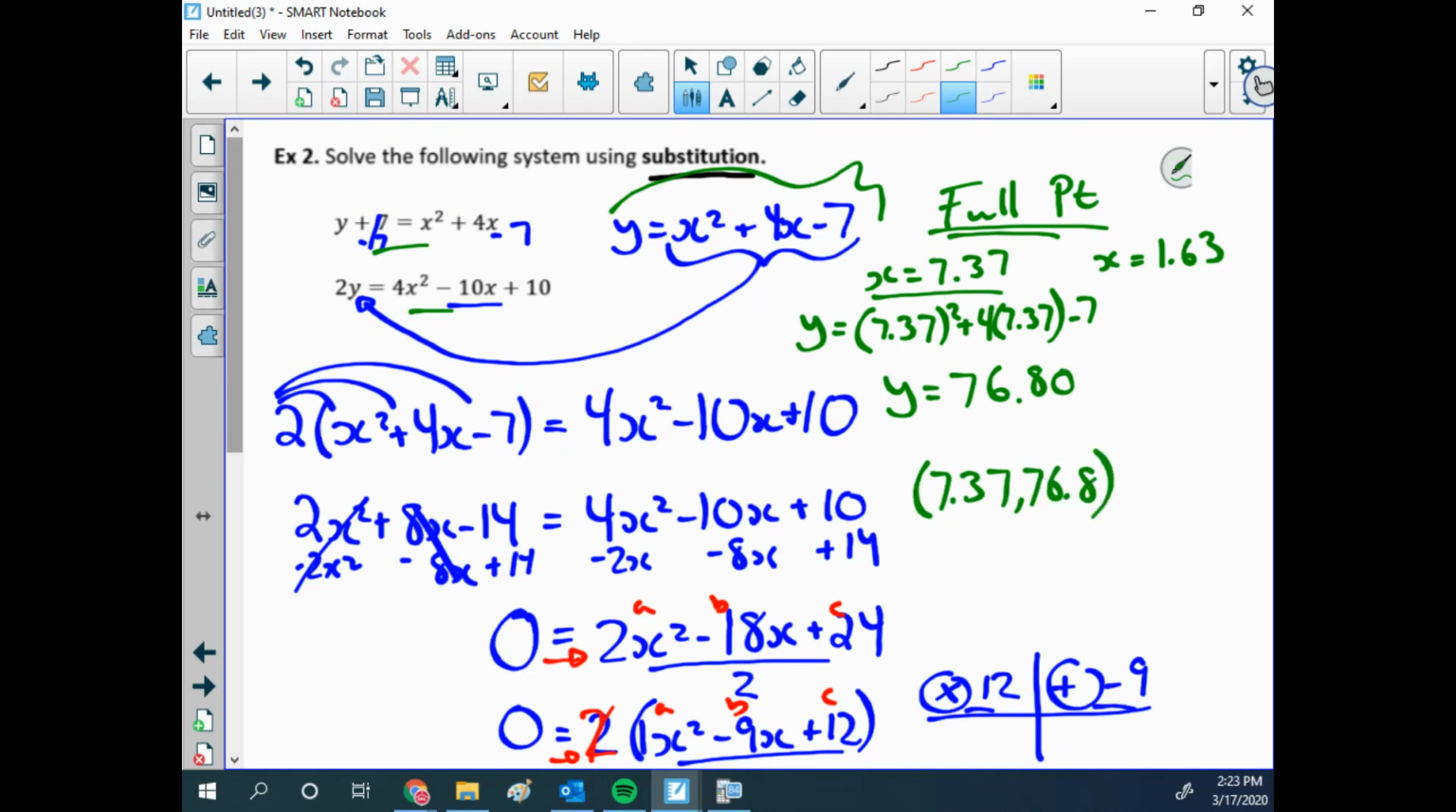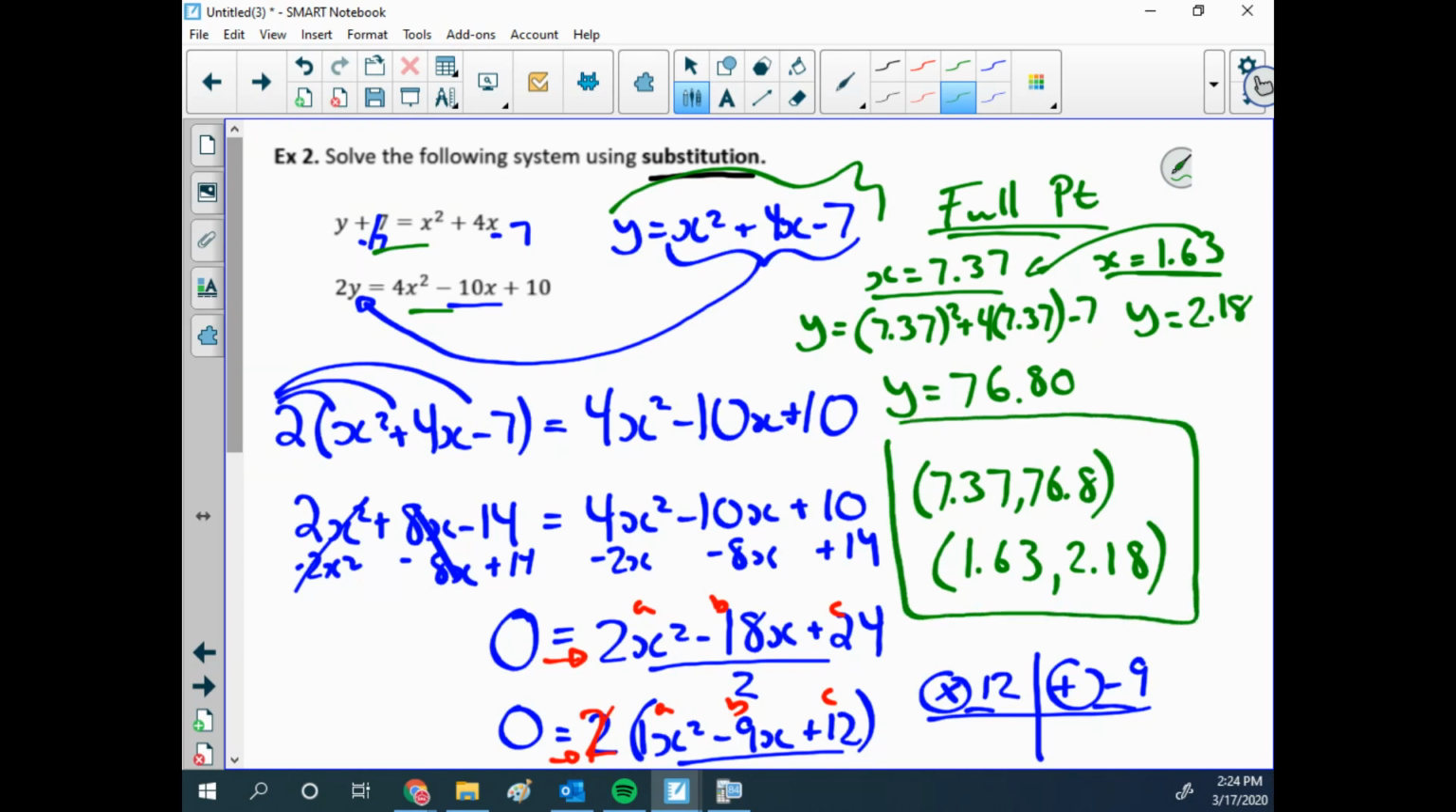That's my first one. I'll do the same thing with the other x coordinate, where I'll substitute this into here. So now I would just do the same thing with 1.63. 1.63 squared plus 4 times 1.63 minus 7, from that, y is equal to 2.18. So the other point is at 1.63 and 2.18.